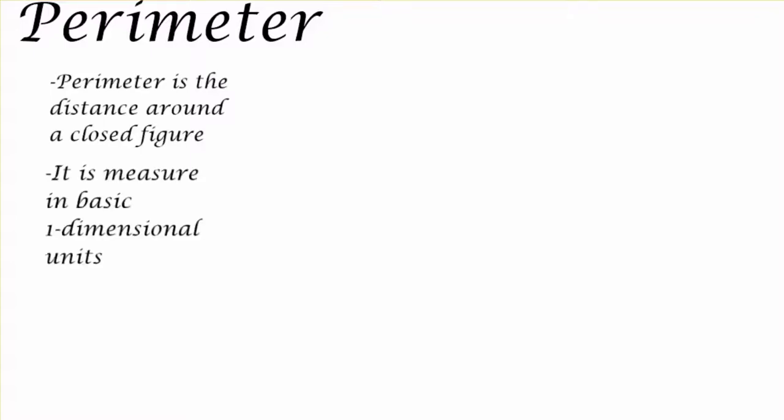Now, perimeter is a distance around a closed figure. It's measured in basic one-dimensional units, and it's also very important to realize that with perimeter, we may not always have the measurements of all the flat sides.